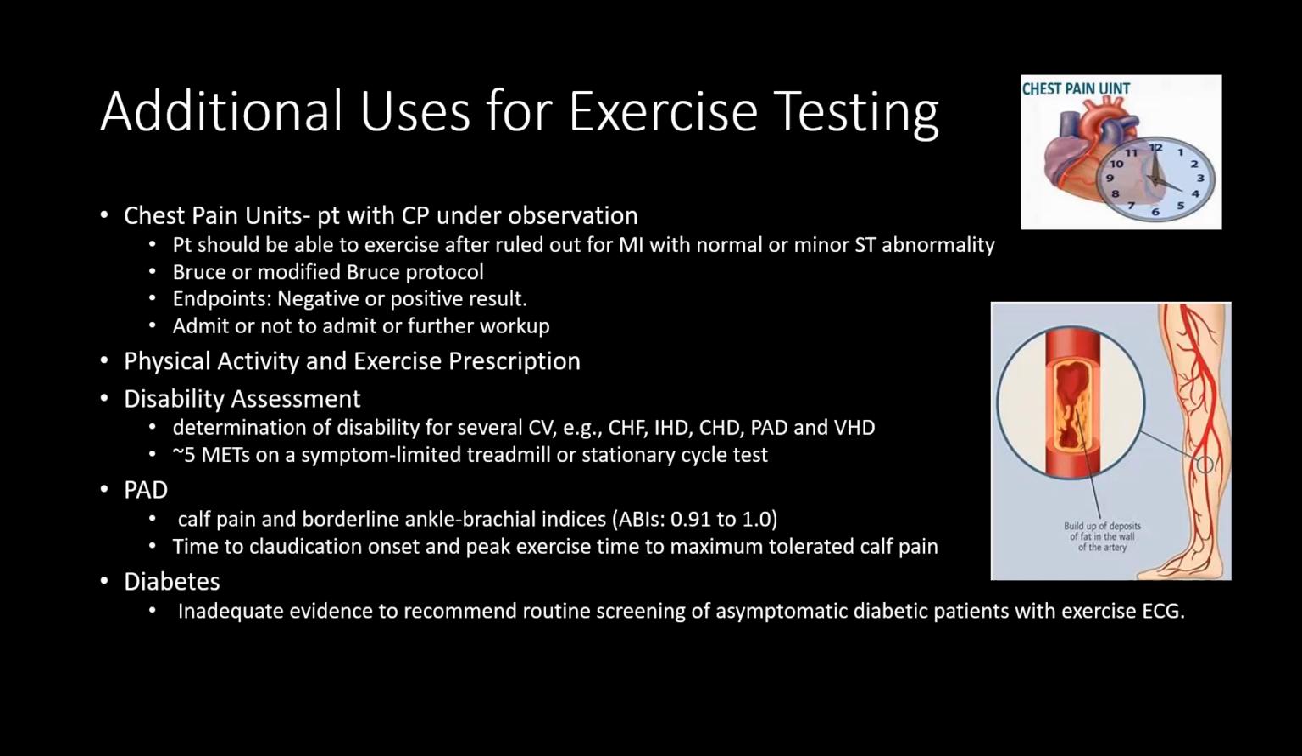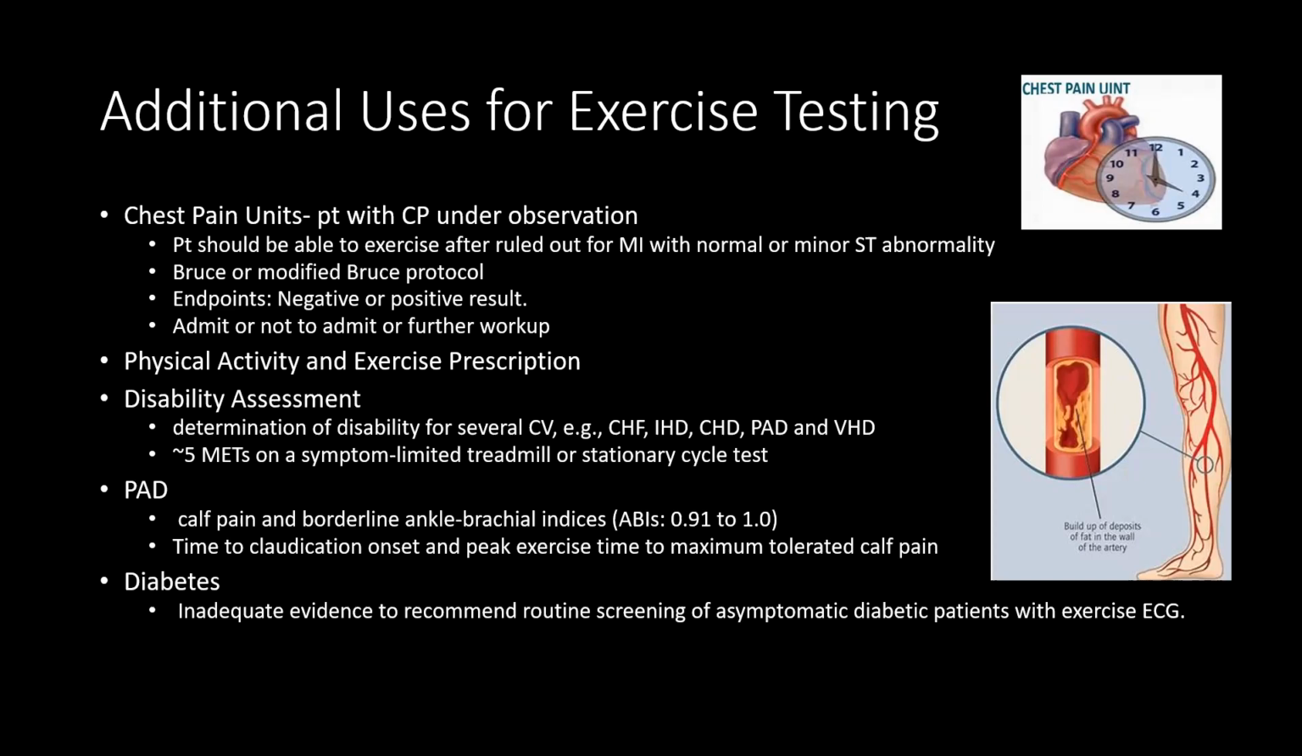Exercise stress testing has found a sweet spot in the chest pain units, where patients with chest pain are placed under observation. Patients that are able to exercise, have been ruled out for MI with normal or minor ST abnormality, and are able to walk on a treadmill are put onto the treadmill with a Bruce or modified Bruce protocol to find out if their chest pain is provoked or if they have any ST segment changes. The endpoint of this testing is either a negative or positive result, and it helps us decide if the patient should be admitted or not, or needs further workup as an outpatient.